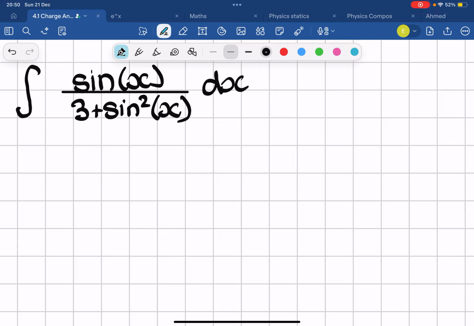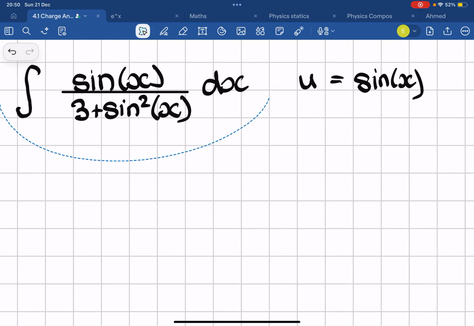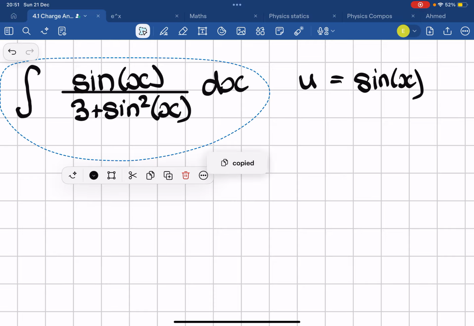So the way we'd go about this is by means of substitution. Now, the obvious substitution to have is u equals sine x. And I'll show you why this doesn't work. So let me just copy this for later.